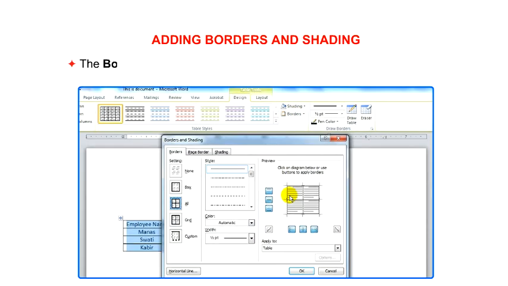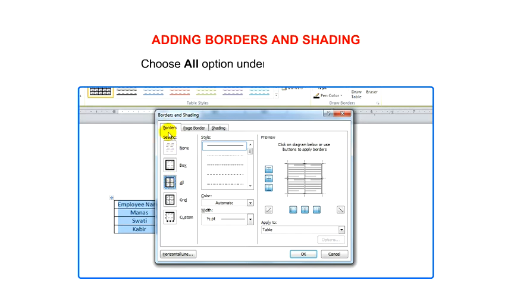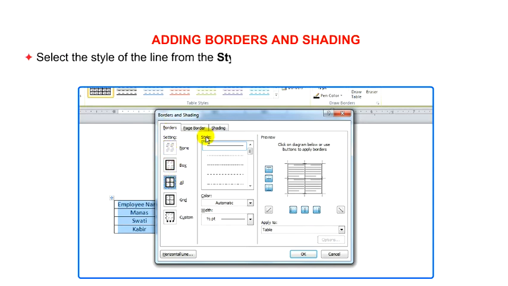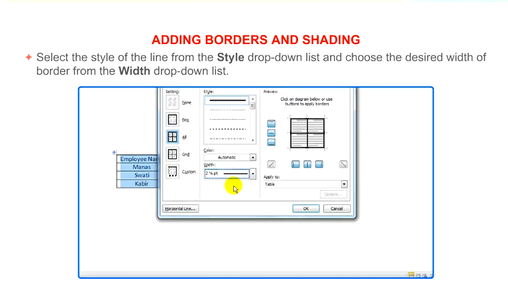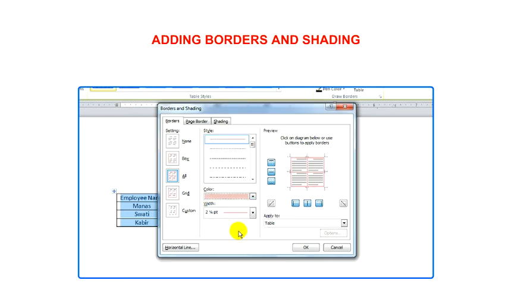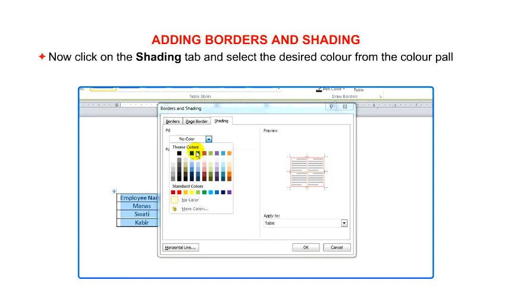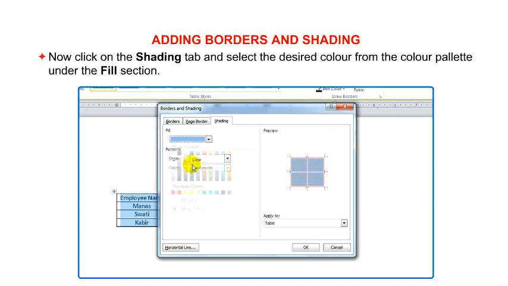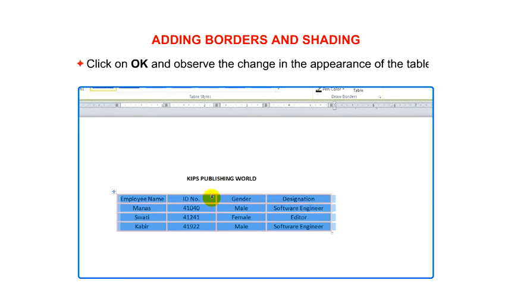The Borders and Shading dialog box appears as shown in the figure. Choose the All option under the Settings section. Select the style of the line from the Style drop-down list and choose the desired width of border from the Width drop-down list. Select the color by clicking on the drop-down list of colors. Now click on the Shading tab and select the desired color from the color palette under the Fill section. Click on OK and observe the changes in the appearance of the table.